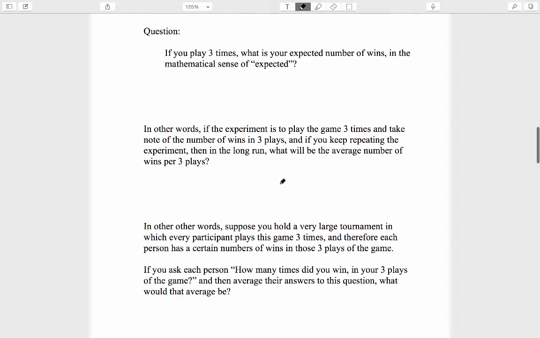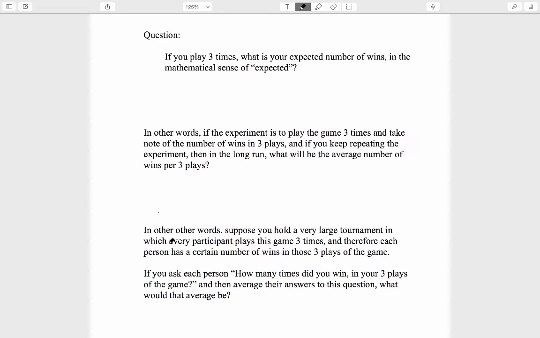Now here's our question. If you play 3 times, what is your expected number of wins in the mathematical sense of the word expected? In other words, if the experiment is to play the game 3 times, and take note of the number of wins in 3 plays, specifically, we're counting the number of successes in 3 trials. And if you keep repeating the experiment, then in the long run, what will be the average number of wins per 3 plays? That's another way of asking the same question as our original one about expected number of wins. Expected number of wins in this mathematical sense means the same thing as long-term average number of wins.